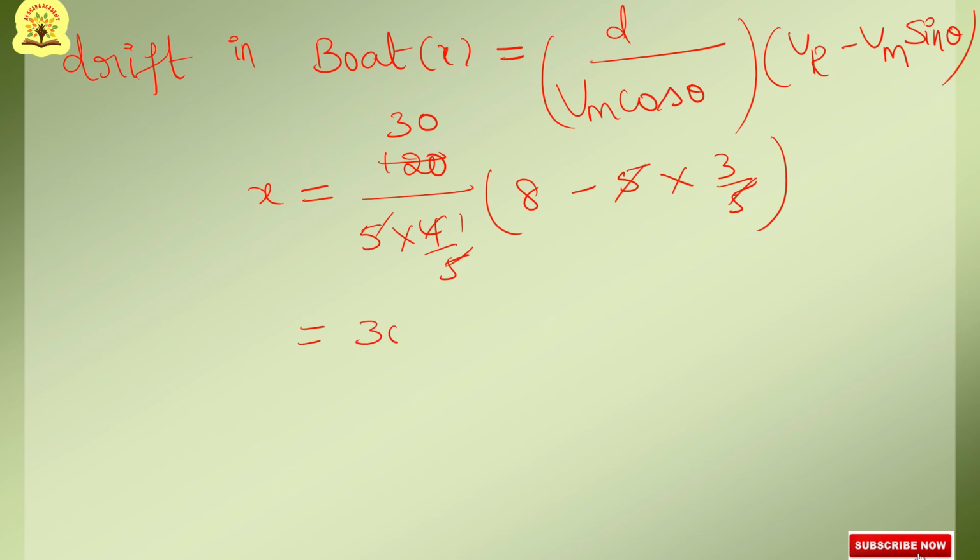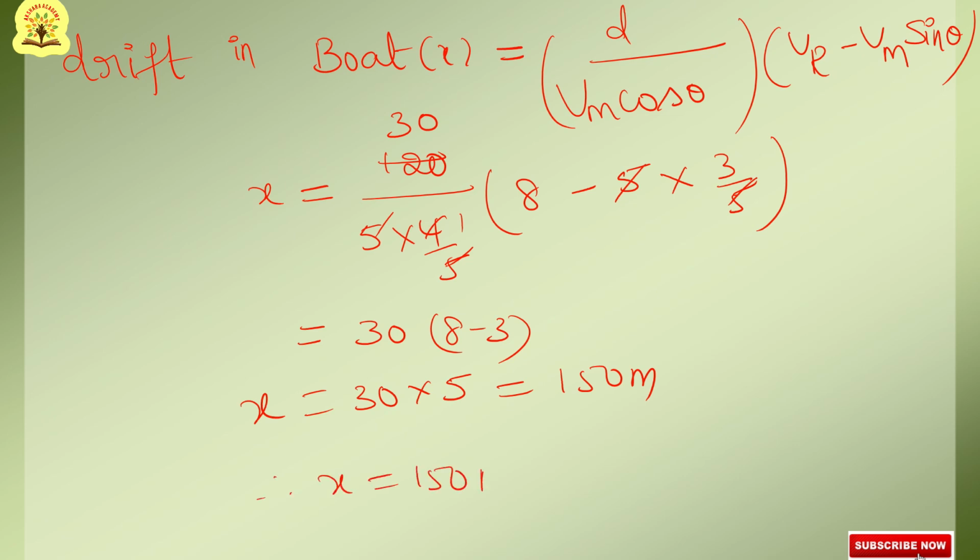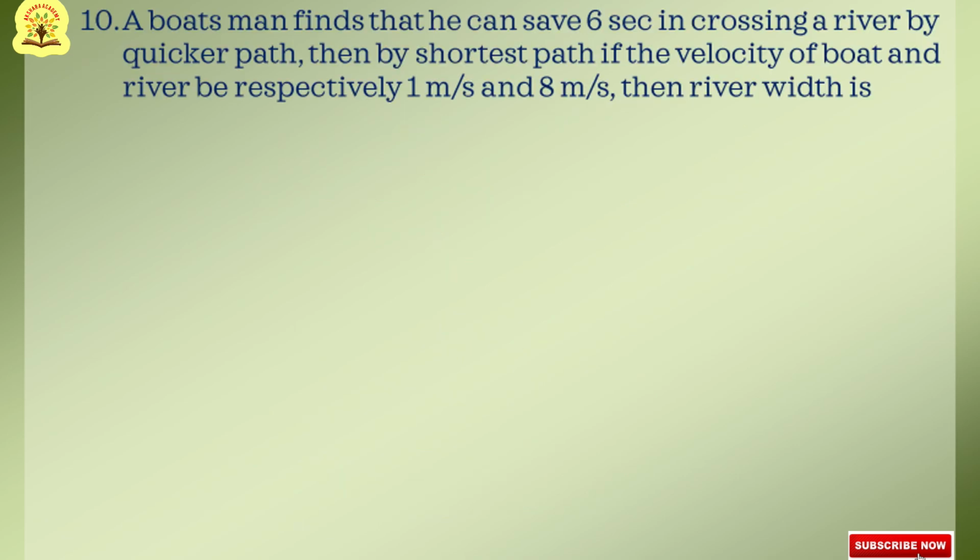Here we get 30 into 8 minus 3, how much? 5. 8 minus 3 equals 5, so 30 into 5 equals 150 meters. So therefore the drift in boat x is equal to 150 meters. This is the final answer. Okay, next we will go to the next question.